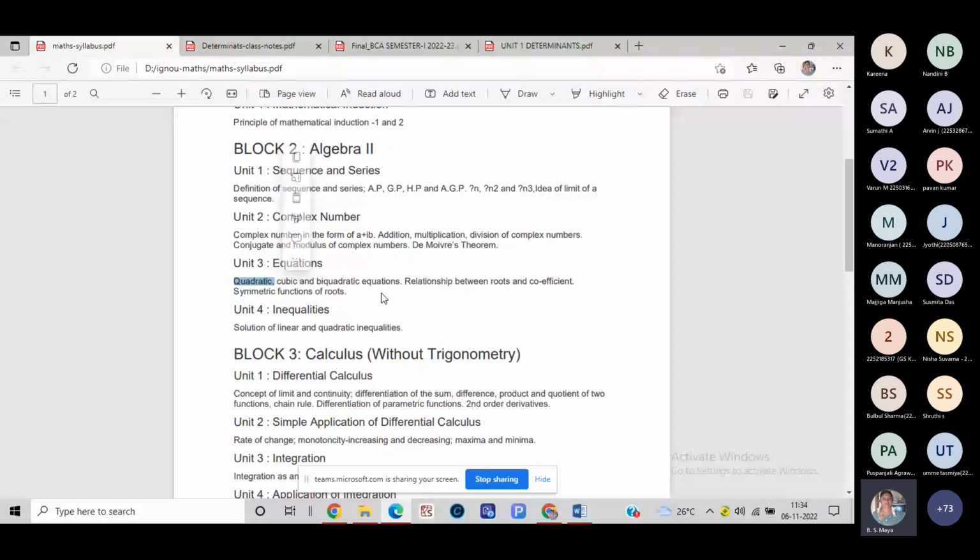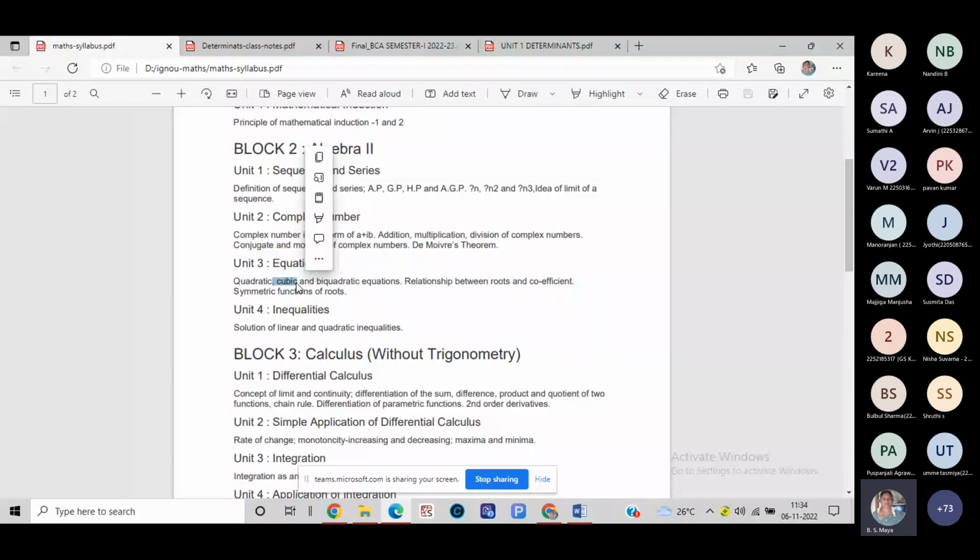What is a quadratic equation? A quadratic equation has three terms: ax square plus bx plus c. The first term has the power, the next term has a coefficient with a power, and then there is no coefficient, just the constant term. That is ax square plus bx plus c, where c is the constant term, equal to 0. So this is called a quadratic equation. If the power is 3, then it is called cubic.